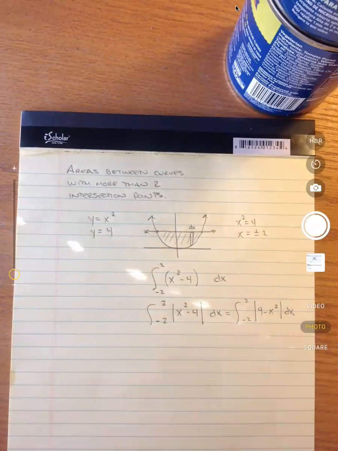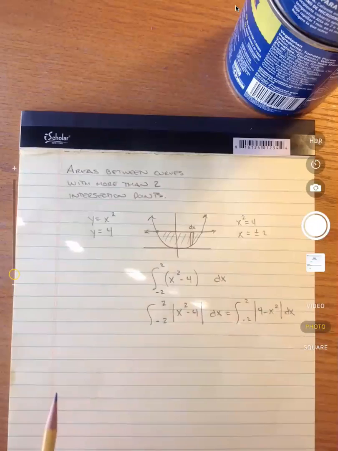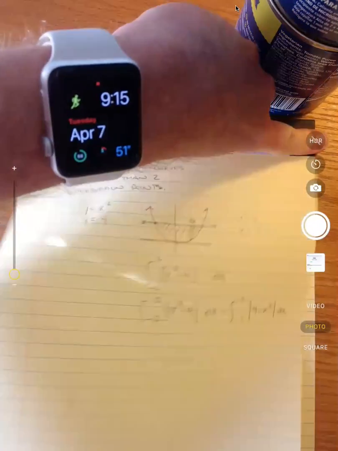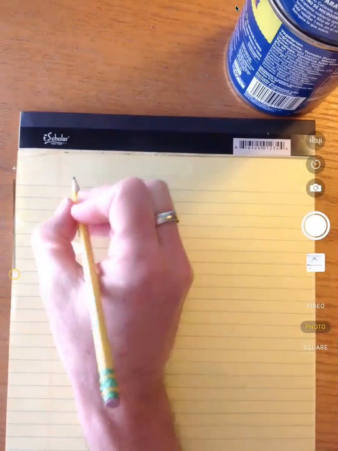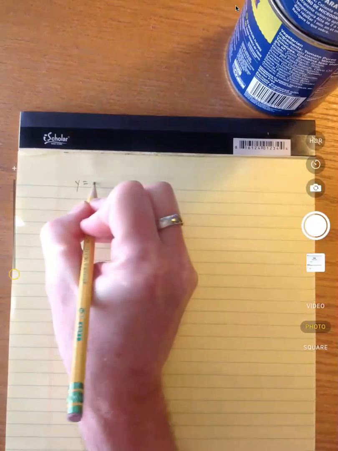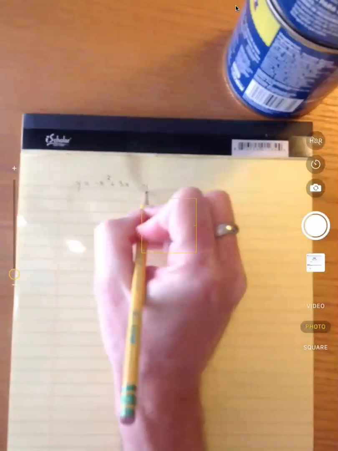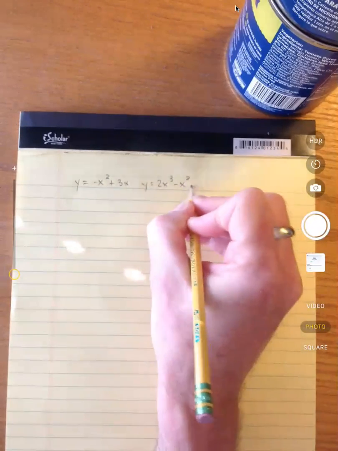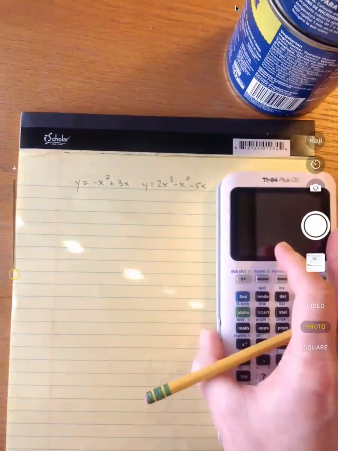I don't know if we've introduced that yet, but that's a neat little shortcut if you don't know which one's on the top and which one's on the bottom. That's going to come in handy when we do problems finding area between two curves with more than two intersection points. So I'm going to work with the function negative x squared plus 3x and a cubic of 2x cubed minus x squared minus 5x. And I encourage you to maybe do this along with me.